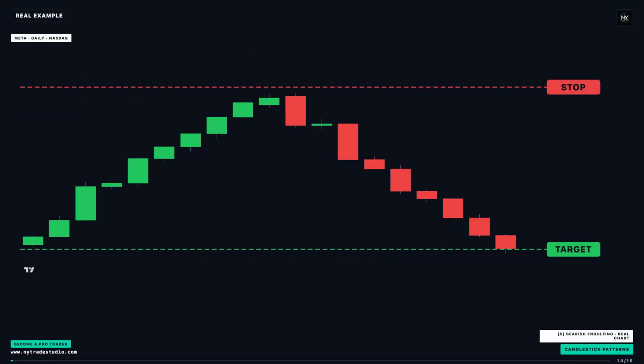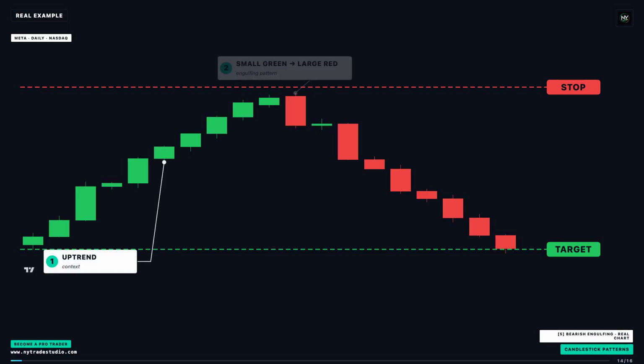Next, a real bearish engulfing on the daily chart. Price has been rising for 9 sessions, gaining roughly 25 points. Buyers are in control, but the momentum is slowing. Then the pattern prints. A small green candle, then a huge red one that opens above the green's close and slams down to close well below the green's open. The red body fully engulfs the green body.